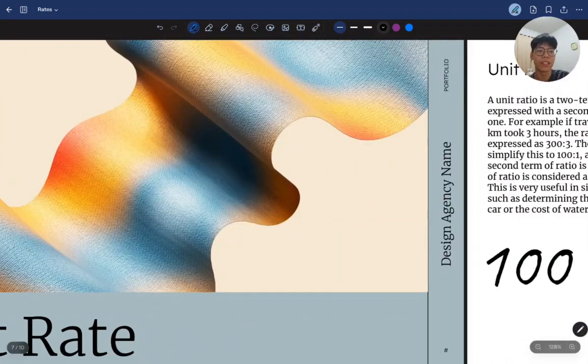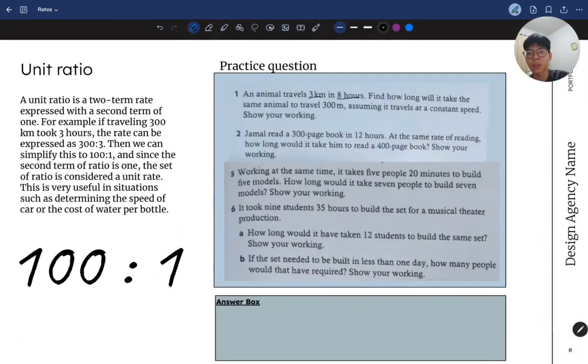Let's learn about what is a unit rate. A unit rate is a two-term rate expressed with the second term being 1. For example, if traveling 300 kilometers took 3 hours, the rate can be expressed as 300 to 3. Then we can simplify this to 100 to 1. And since the second term of the ratio is 1, it is considered a unit rate. This is very useful in situations such as determining the speed of a car or the cost of water per bottle. So it's 100 kilometers per 1 hour.